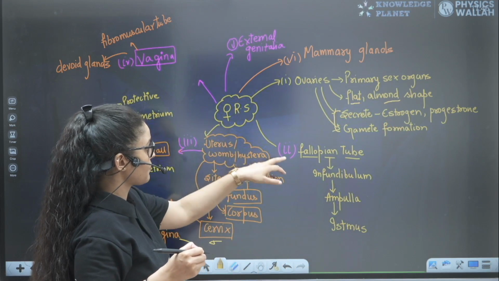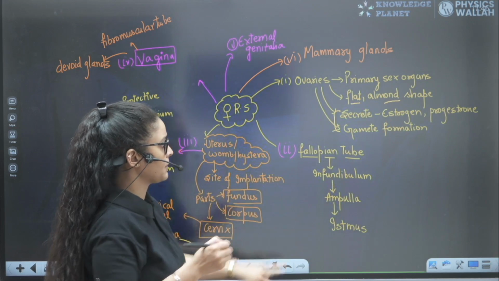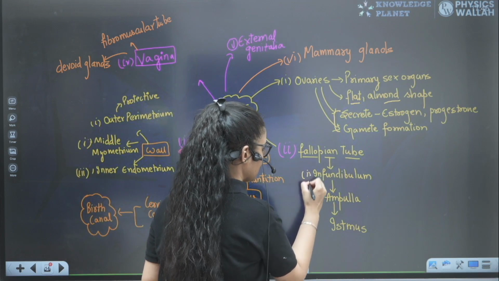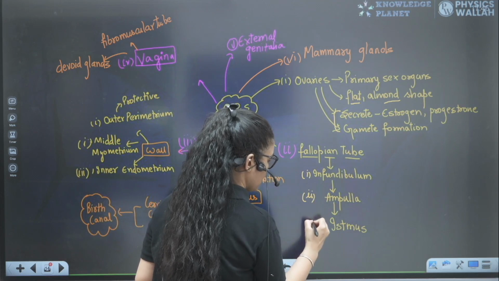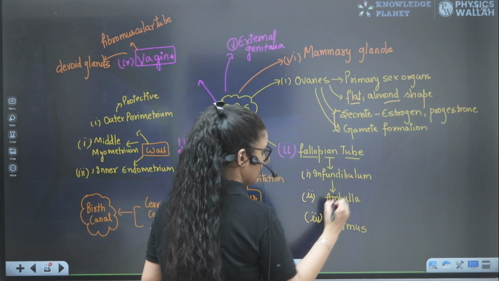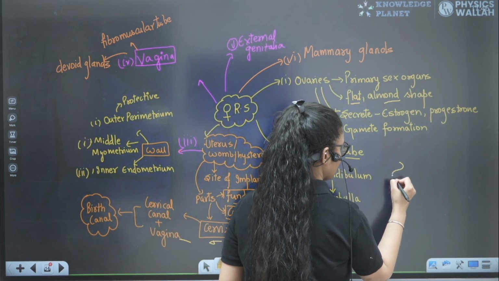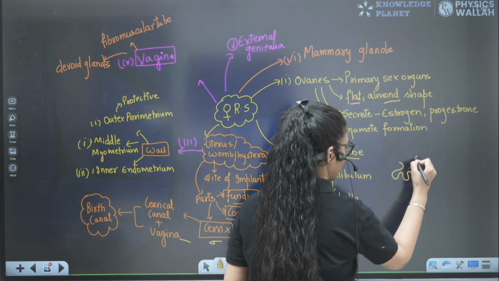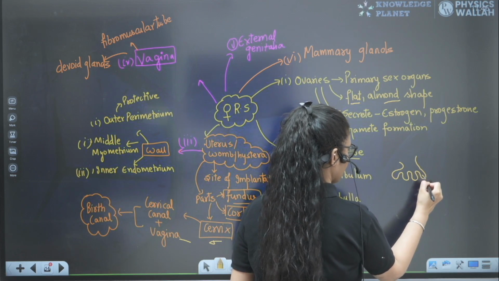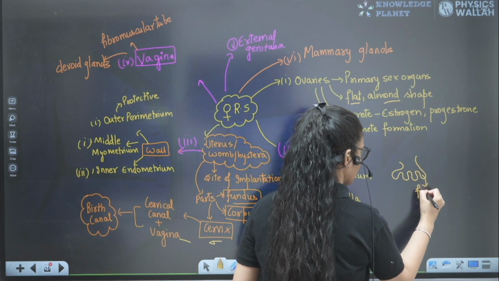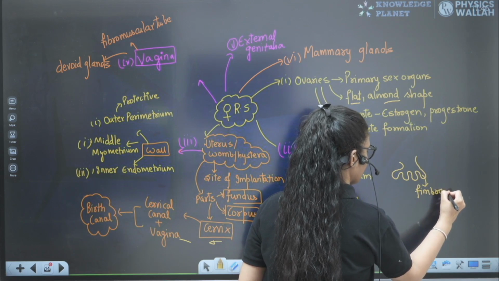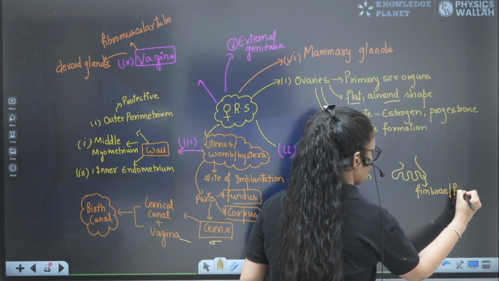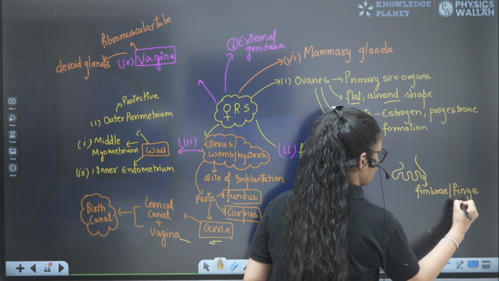So next is the fallopian tube. When we talk about the fallopian tube, it has three parts: the infundibulum, the ampulla, and the isthmus, right? If you have seen the infundibulum, the end of the infundibulum has the fimbriae. Fimbriae are nothing but little finger-like projections, right?